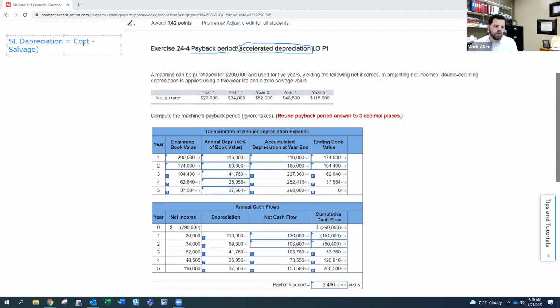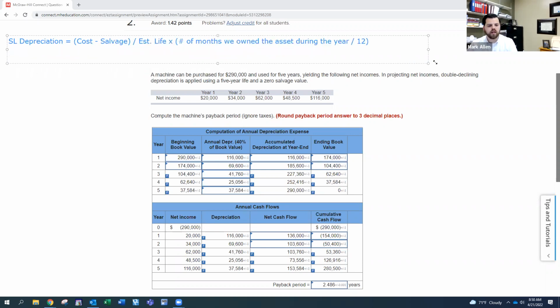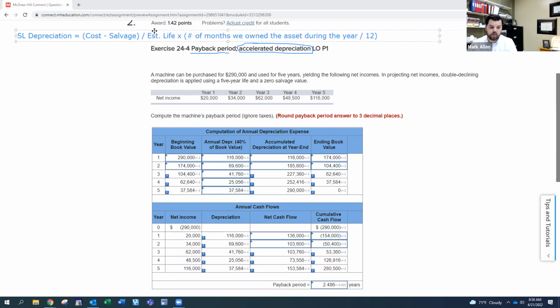Let me get my parentheses working here just to be clear. So that's on top, divided by estimated life. Then we multiplied that by the number of months we owned the asset during the year, over 12. So this was our formula for straight line depreciation. And that's fine. But in this case, they're asking me about accelerated depreciation, specifically double declining depreciation.